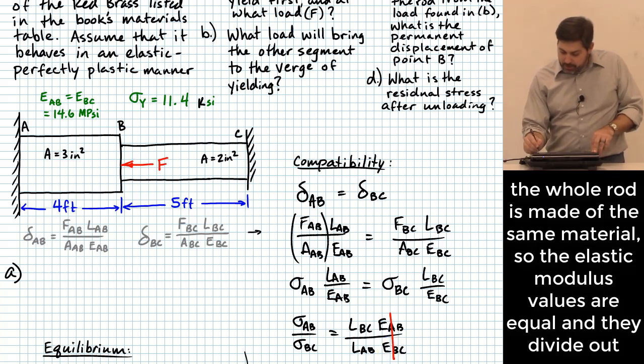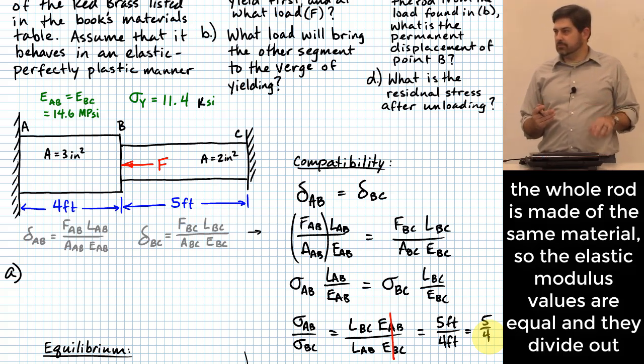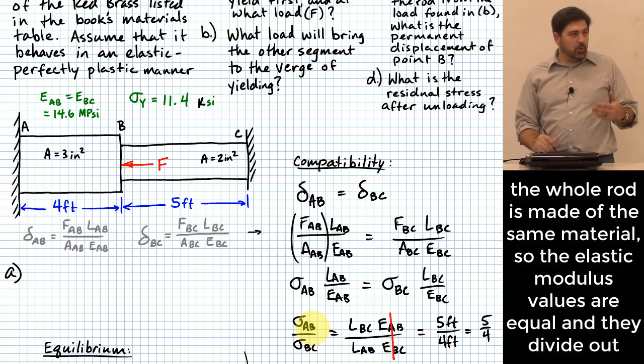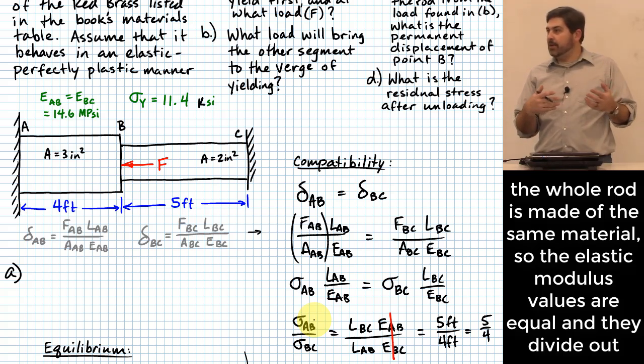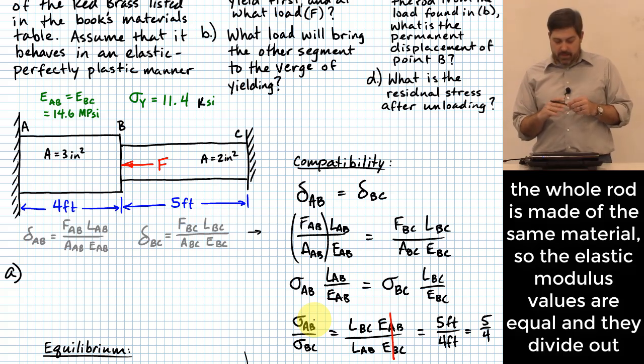So the only thing that I'm left with is LBC and LAB, right? What's LBC? 5 feet. What is LAB? 4 feet. So this just ends up being 5/4. How's this useful? Yeah, if I know one of them, I can find the other one, right? It makes a relationship between the stress value that I have for segment AB and the segment BC, right? I can relate the two of them together, right?